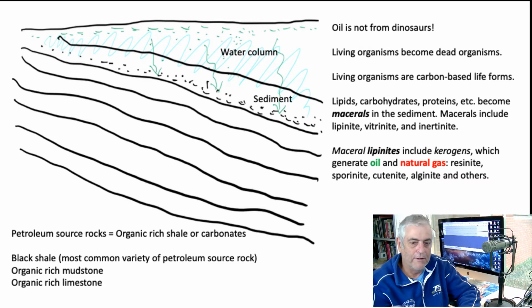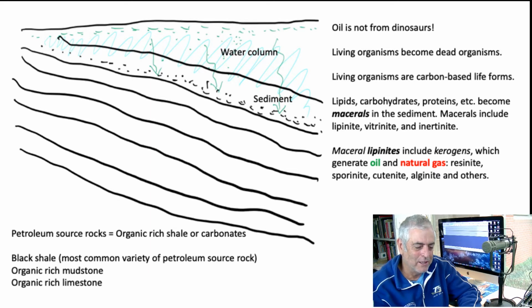And so if you have an organic rich limestone, any organic rich rock potentially could become a petroleum source rock. It's just that the most common one is in fact black shale. And so black shale is a good petroleum source rock usually. So oil is not from dinosaurs typically, okay? I just explained why, right?